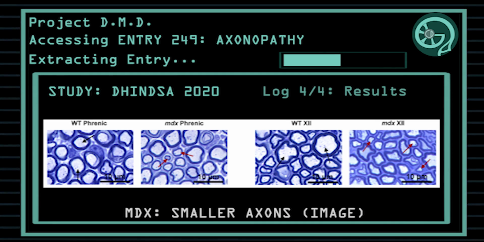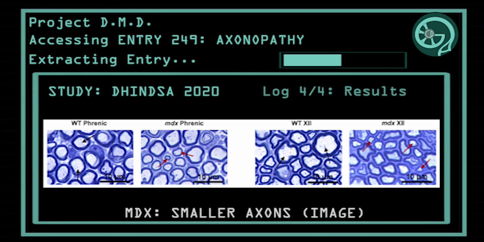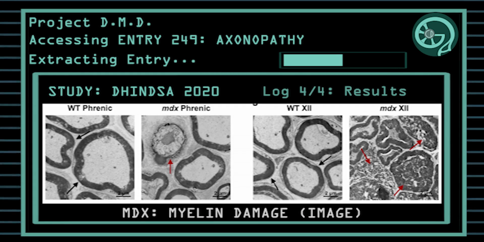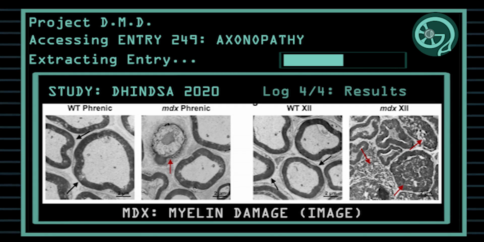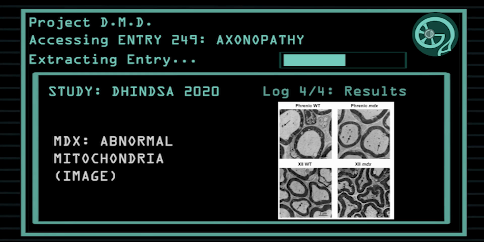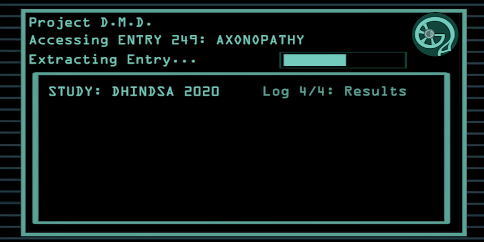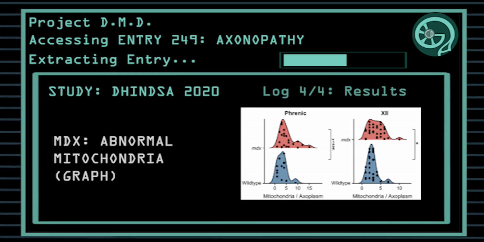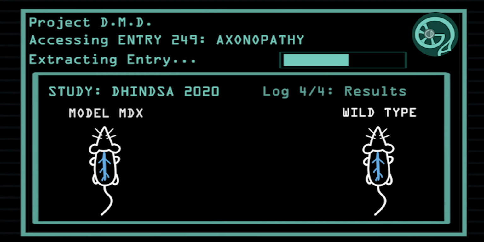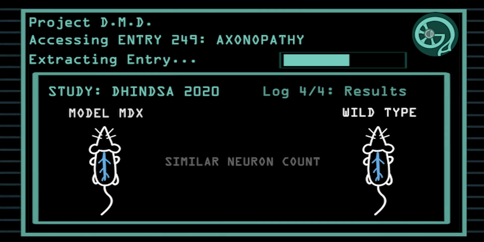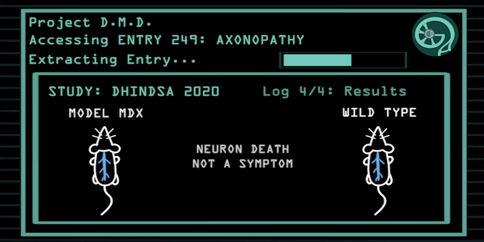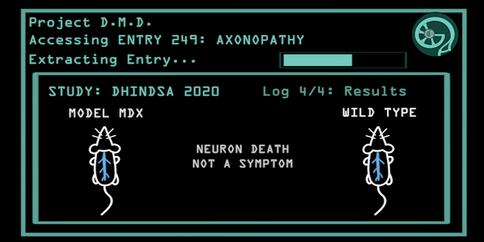Imaging of the MDX nerves revealed that axon size was smaller than wild-type axons for both targets, and severely deformed myelin sheaths were observed in MDX nerves as well. Imaging also revealed abnormal densities and sizes of mitochondria within the axoplasm of target neurons in MDX mice. Lastly, when neurons were counted in target nerves, there was no significant difference in quantity between MDX and wild-type mice, suggesting that neurons were damaged, but they were not killed.